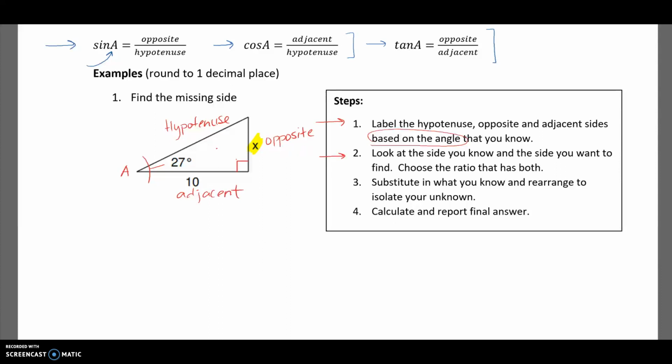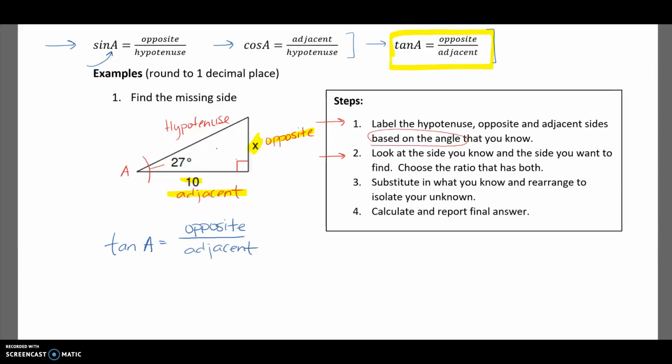Next, I'll look at the side that I know and the side that I want to find to choose which of the 3 trig ratios to use. I know the value for my adjacent side, and I want to find my opposite side. The only trig ratio with both opposite and adjacent side in it is the tan ratio, so for this question, that's the one I'll use. I'll write that out. Tangent of angle A is equal to the opposite side over the adjacent side.